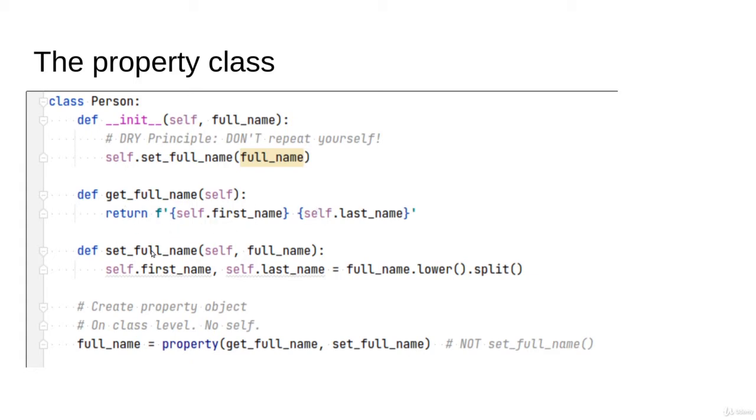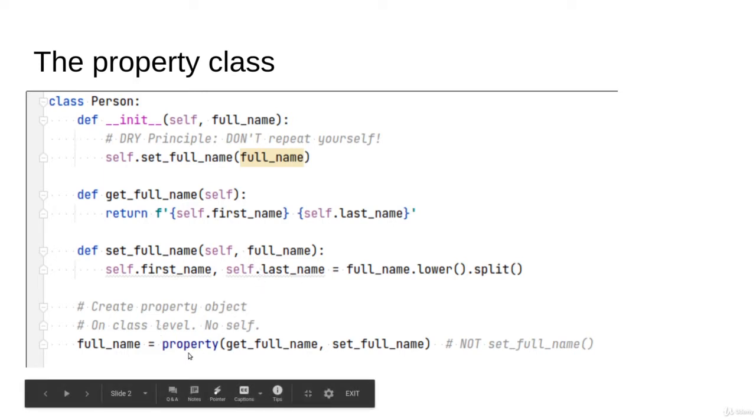For the set full name here, we have a function that takes a full name and then is going to lower it and then split it into two words and assign them to the first and to the last. And after that, once you have the set and get, you can create a property object. This is a class, and you pass the get method and the set method. Observe, you aren't passing the parentheses, you're only passing the function name or the method name.